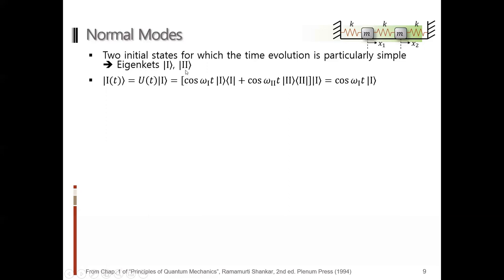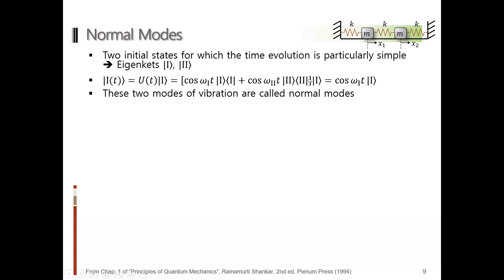And if you plug in Roman numeral two instead of one, then you will obtain a similar result with omega sub two as the oscillating frequency. And for this case, we call this solution the normal modes of the vibration. And what does this mean?